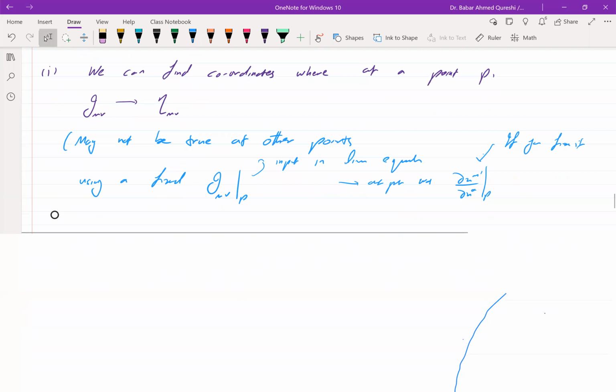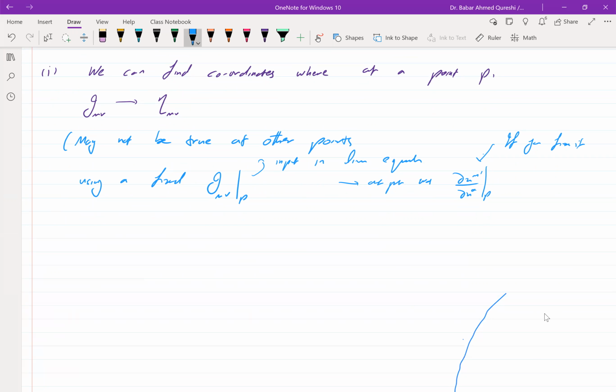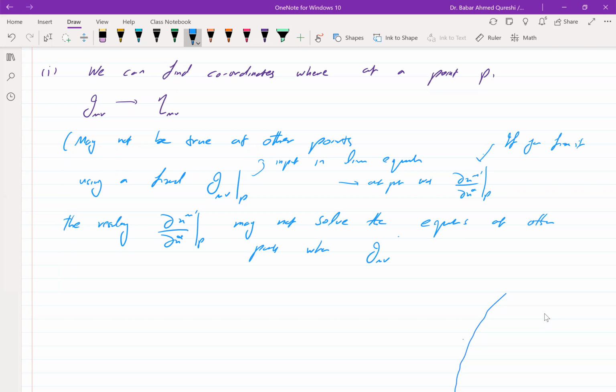So it may not be true at other points, because, using a fixed g mu nu, the resulting partials may not solve the equations at other points where g mu nu at Q is not equal to g mu nu at P.